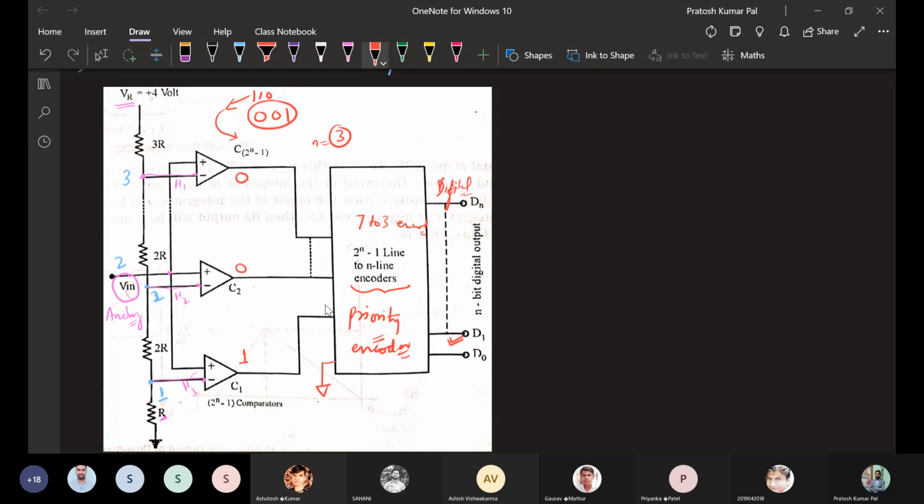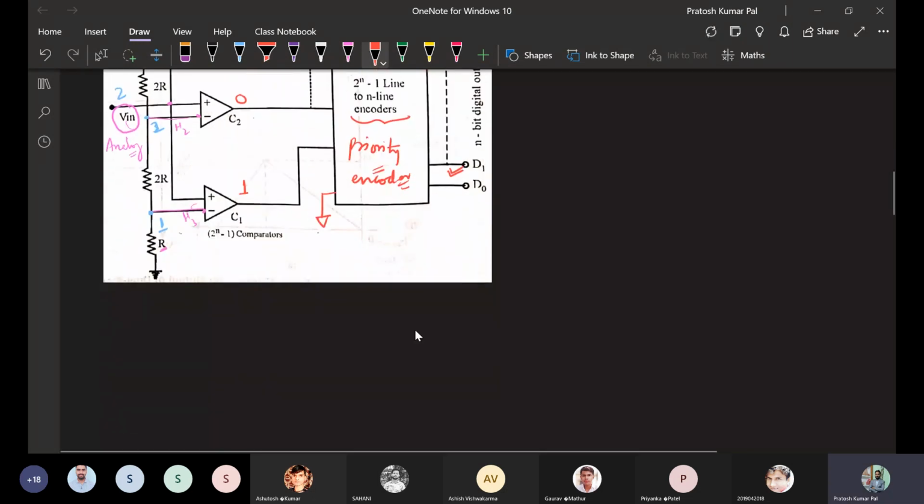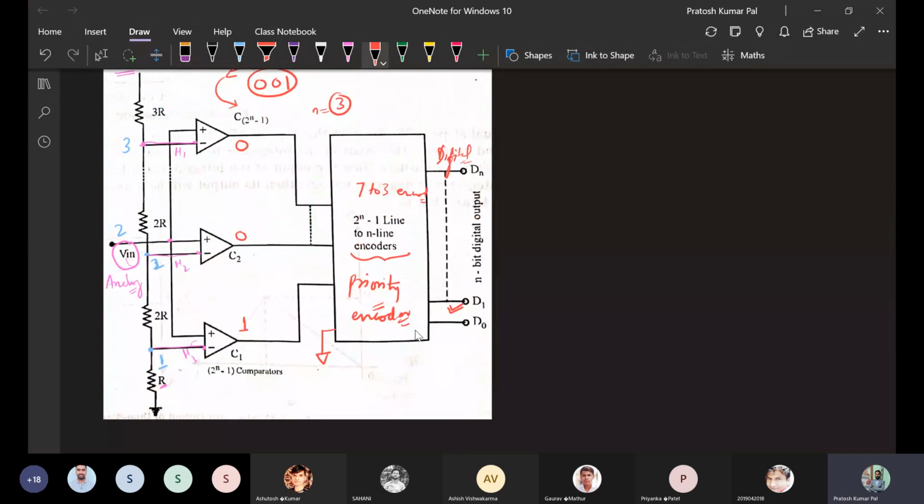Okay, so this is how the flash ADC, or priority encoder, or parallel comparator ADC works. Its advantages we will see.